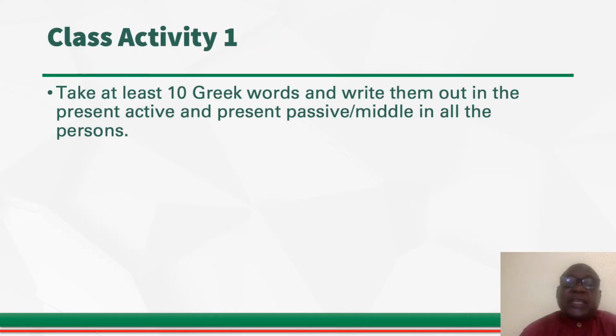Here, we are going to take a pause. I'm going to ask you to pause as you are listening to this video. Take out a sheet of paper, write 10 Greek words for yourself, and write out all the present active and present passive in all the persons. In other words, first person, second person, third person singular, first person, second person, third person plural. That's going to jog your memory and help you recover fast what you have learned in 215.